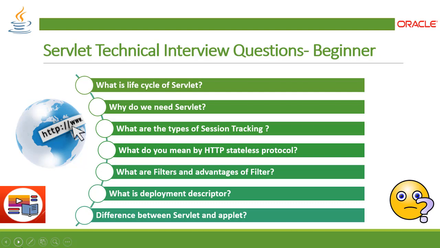Next is what are filters and the advantages of filters. So filter, we know that it's a piece of reusable code that transforms the content of HTTP request, response, and the header information. The advantages of filter: security check, modifying request and response objects, data compression, logging, auditing, cryptography. What is deployment descriptor? We know it's web.xml, which contains all details of the application and links the flow of process of the application.